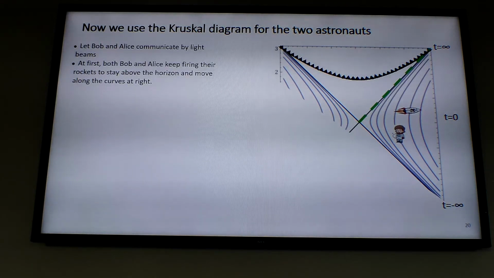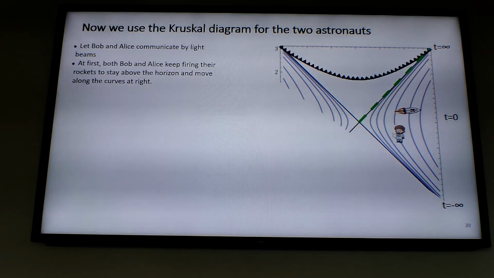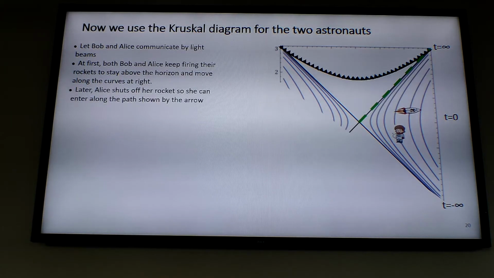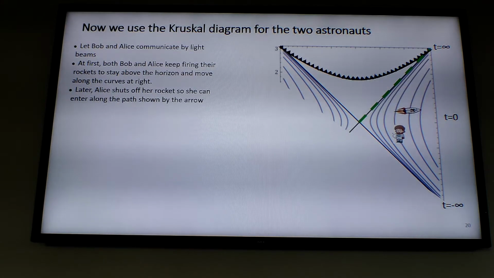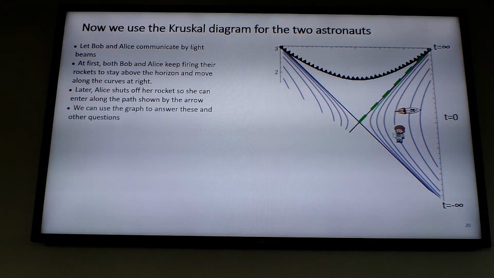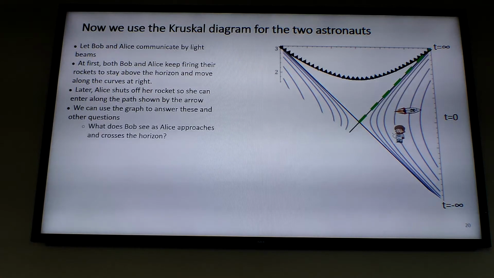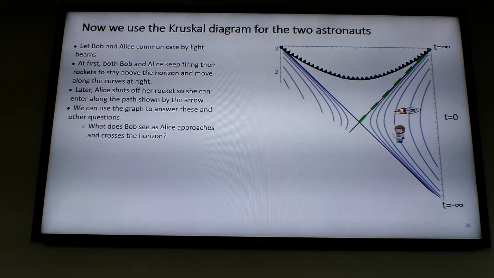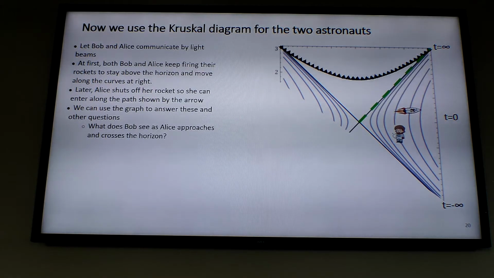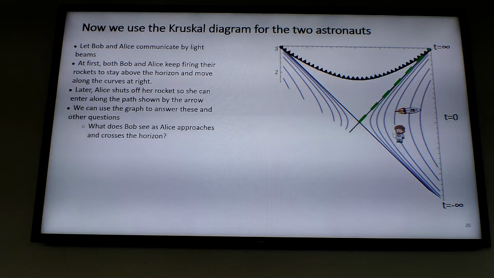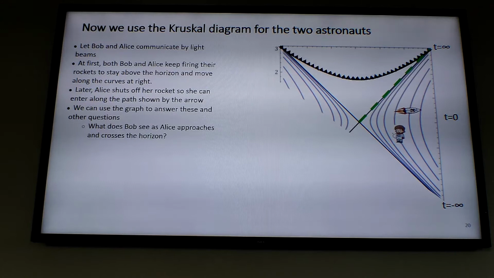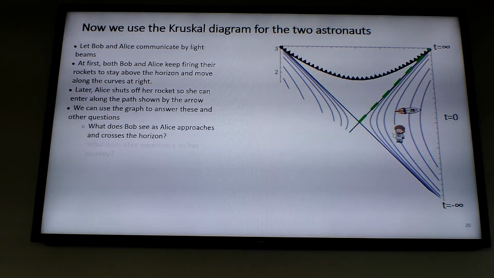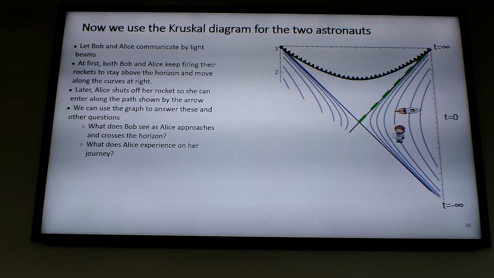And they're going to communicate by light beams, and they're staying levitated so they don't fall in the black hole. But Alice is going to shut off her rocket, and she's going to explore the black hole. And so we're going to answer these questions. What does Bob see when Alice approaches and crosses the horizon? What observation does he make about her, what's happening to her? What is actually happening to her?